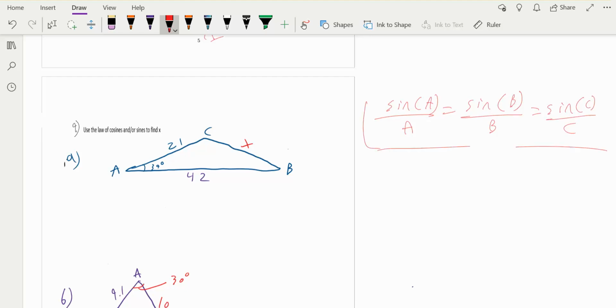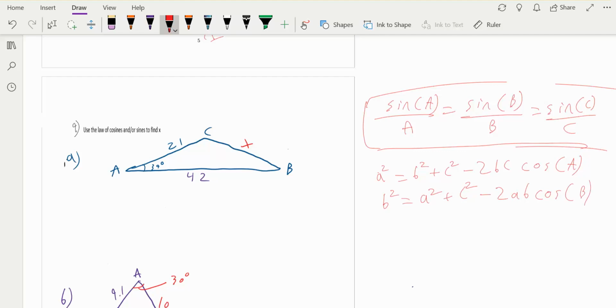It's very simple. The law of cosines says that, for example, if we're trying to find A, then A squared equals B squared plus C squared minus 2BC cosine of angle A. And then if we're trying to find B, then B squared would equal A squared plus C squared minus 2AC cosine of angle B.